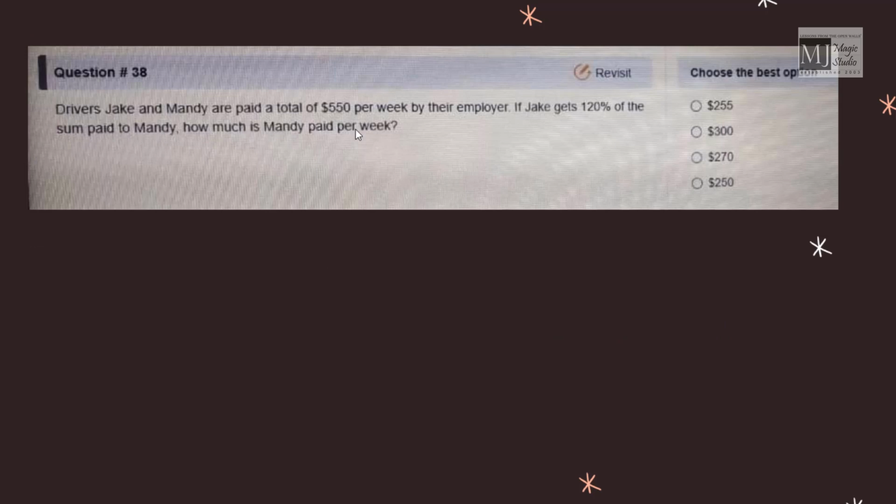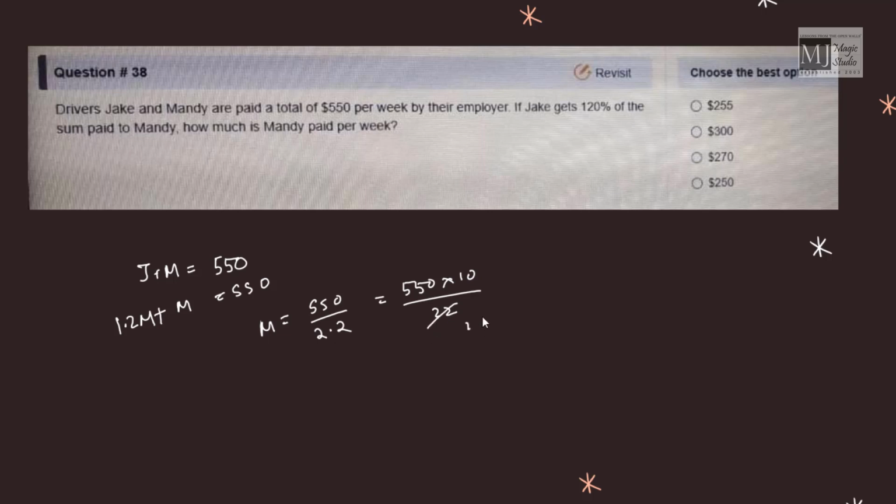Drivers Jake and Mandy are paid a total of $550 per week, J plus M, by the employer. If Jake gets 120% of the sum paid to Mandy, if Mandy is getting M, then Jake would be getting 120%, that would be 1.2 M. That is equals to 550. How much is Mandy paid per week? Mandy's rate is 550 by 2.2. Let me calculate 550 into 10 by 22. That is $250. So Mandy would be paid $250.